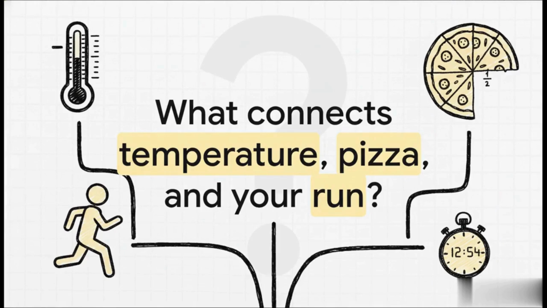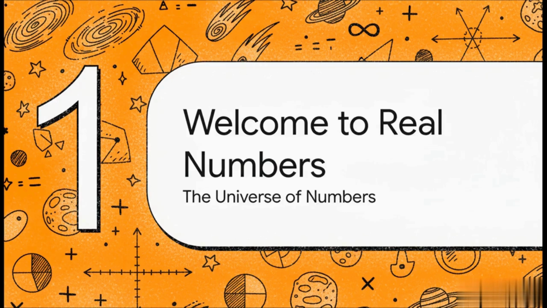Think about it. You've got a negative number for a cold day, a fraction for that slice of pizza, a decimal timing your run. They seem like totally different things, right? But they are all related. And to see how, we need something like a family tree for numbers. So, let's start at the very top.